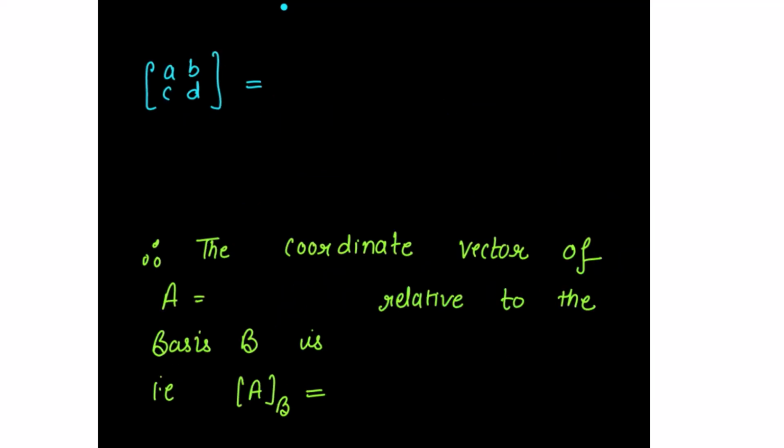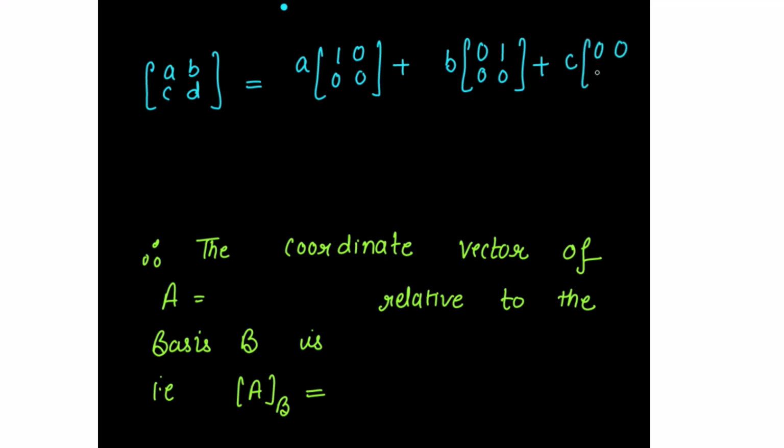Then the matrix [A B; C D] can be written as A times [1 0; 0 0] plus B times [0 1; 0 0] plus C times [0 0; 1 0] plus D times [0 0; 0 1]. Can I write it like this? Yes. If you add all these, you get back your matrix [A B; C D].